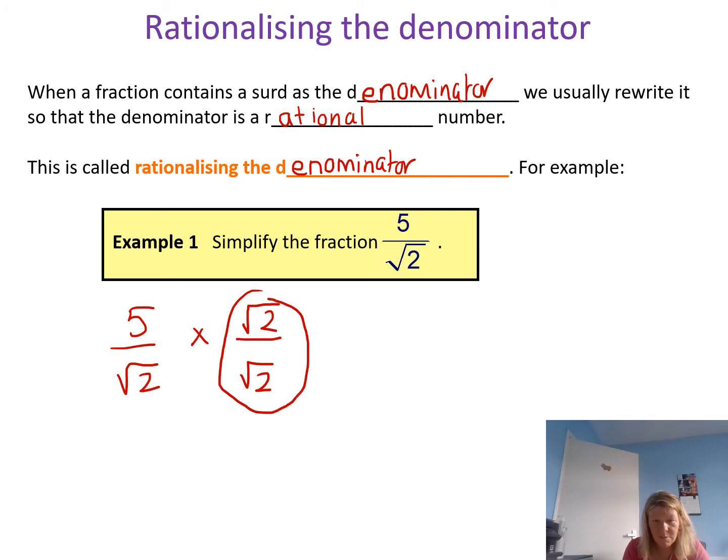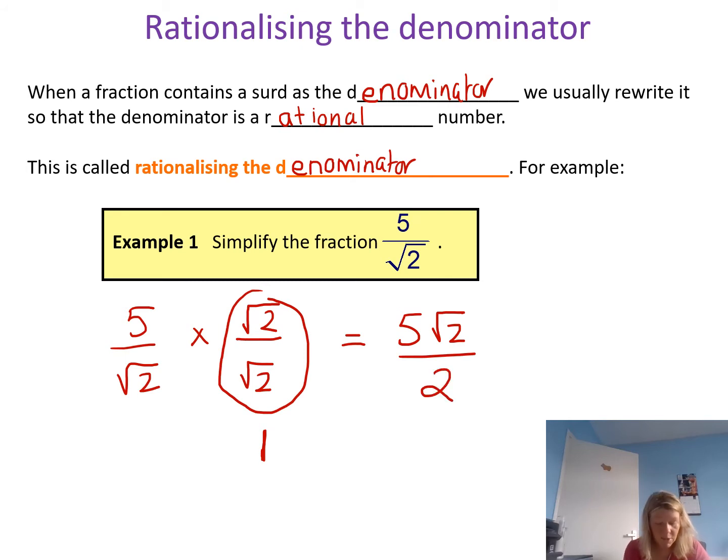this number we're timesing it by, is in fact 1, isn't it? So we're not altering the number, we're just getting rid of the surd on the bottom. So what we will get there is 5 root 2 over root 2 times root 2, which is 2.